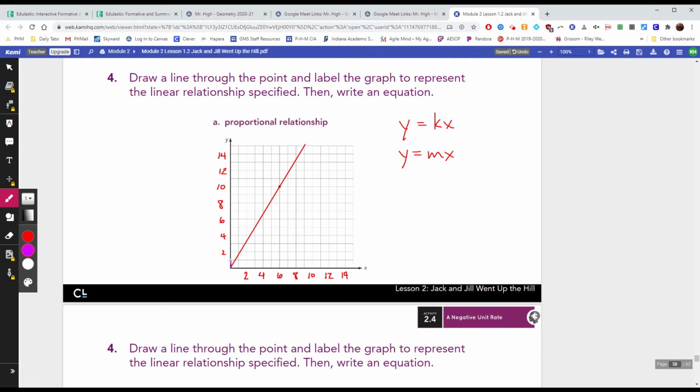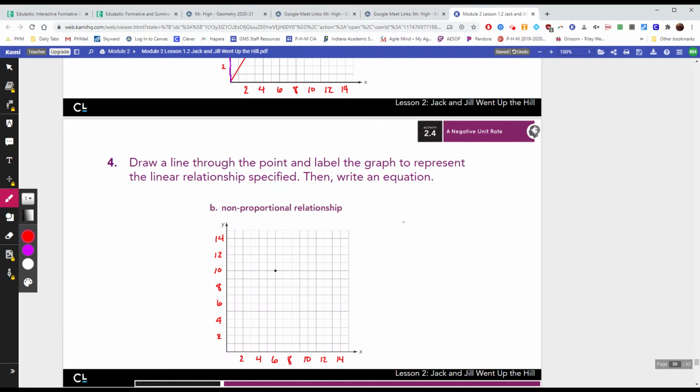So again, vertical change over horizontal change. That vertical change was 10. The horizontal change, we went from 0 to 6. That's 6. So my slope is going to be 10 over 6, which simplifies to 5 over 3. So it'd be y equals 5 thirds x.